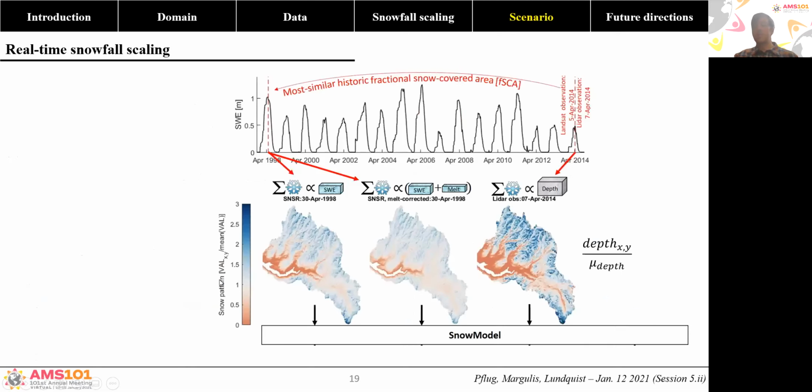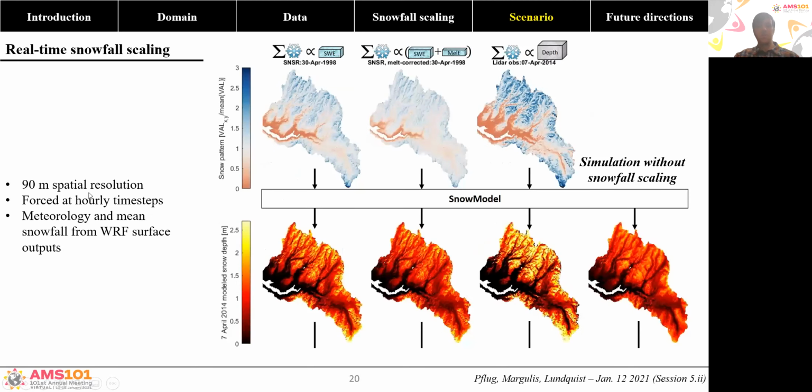And of course, we do have a LiDAR observation at our disposal for water year 2014. So we can also create a pattern, as Vogeli et al. did, using snow depth at every XY grid cell normalized by mean snow depth, as shown here. We then took these patterns and ran them through a snow model simulation using a model called SnowModel in water year 2014. Specifically, we performed these at 90-meter spatial resolution, forcing them at hourly time steps using meteorology and mean snowfall from WRF.